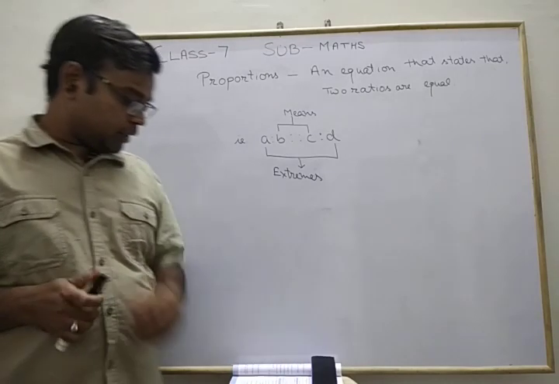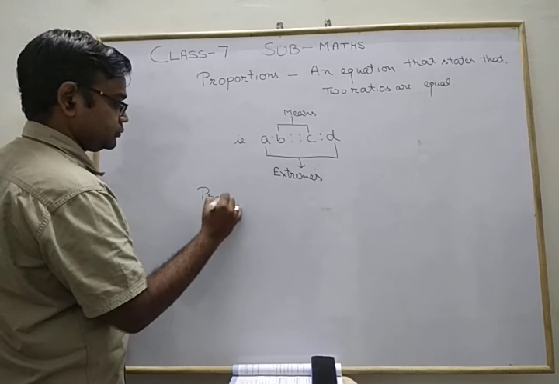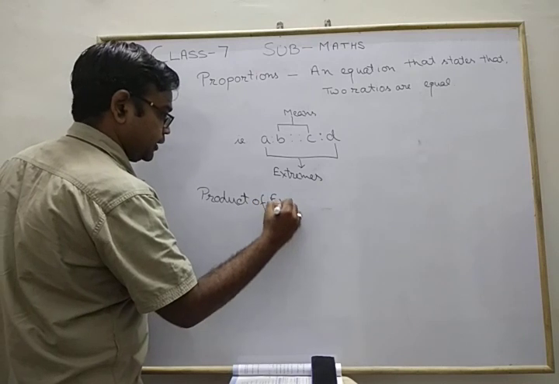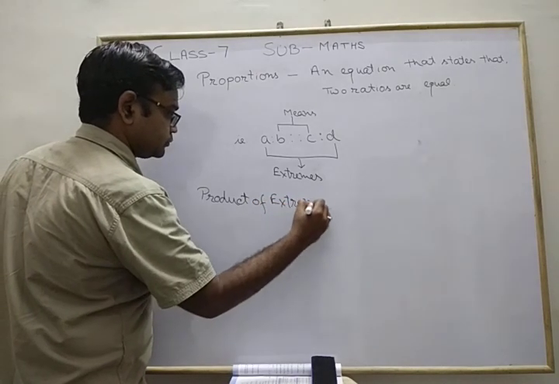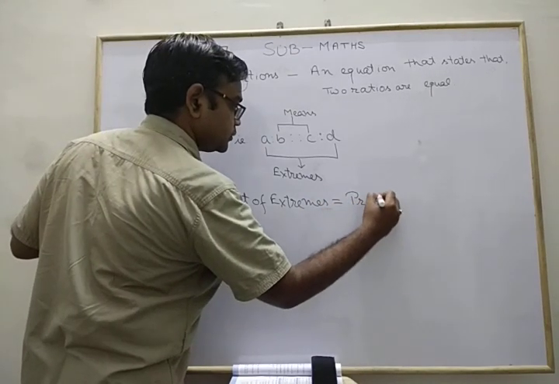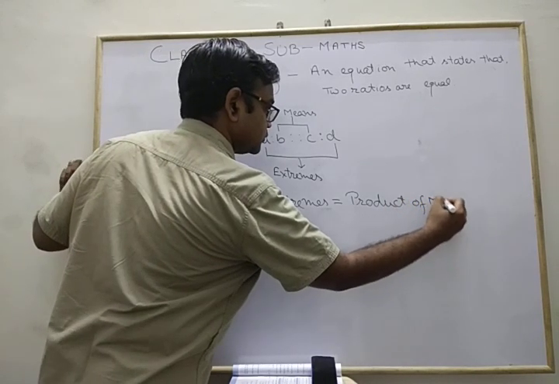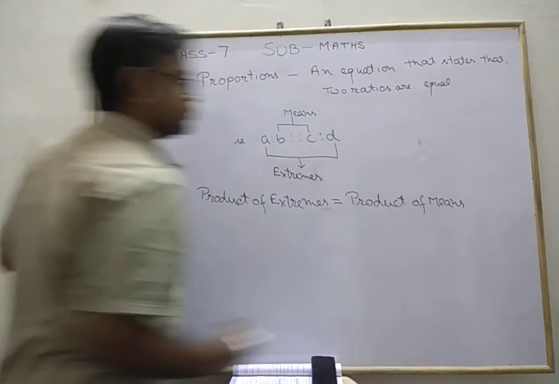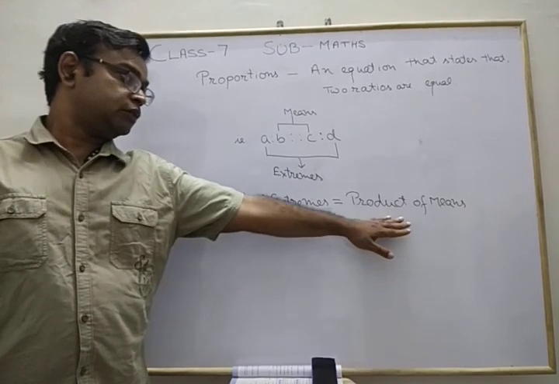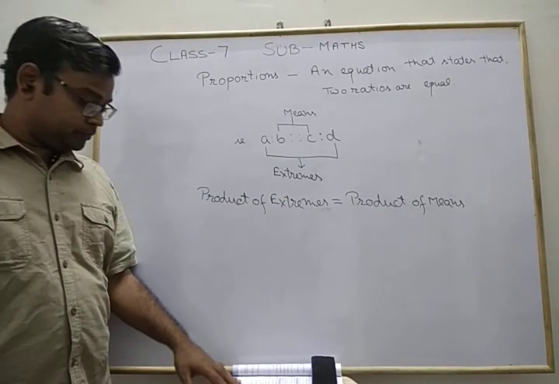And the concept says that the product of extremes is equal to the product of means. This is your concept. The product of extremes is always equal to the product of means. By using this concept, we can solve our problem.